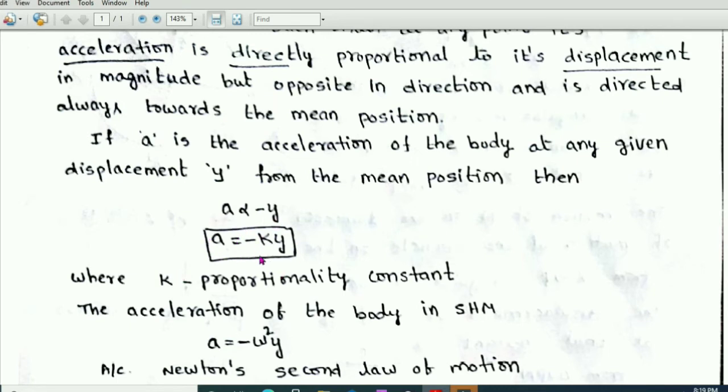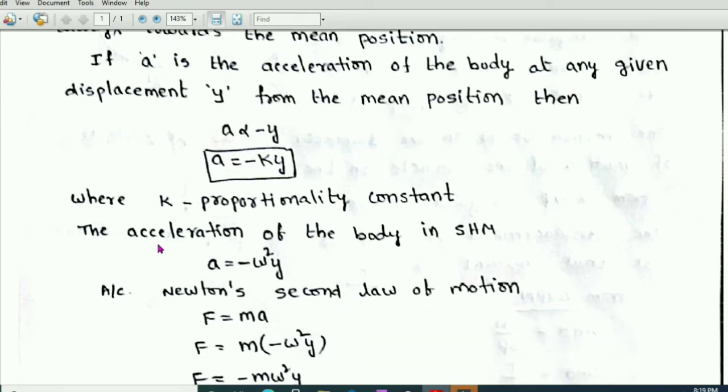So this is the condition for simple harmonic motion. We can say the equation of simple harmonic motion is a is equal to minus ky. Already we have discussed that for a particle executing simple harmonic motion, the expression for the acceleration is a is equal to minus omega square y. This is the expression for the acceleration of the body in simple harmonic motion. Here omega is the angular velocity, a is the acceleration and y is the displacement.